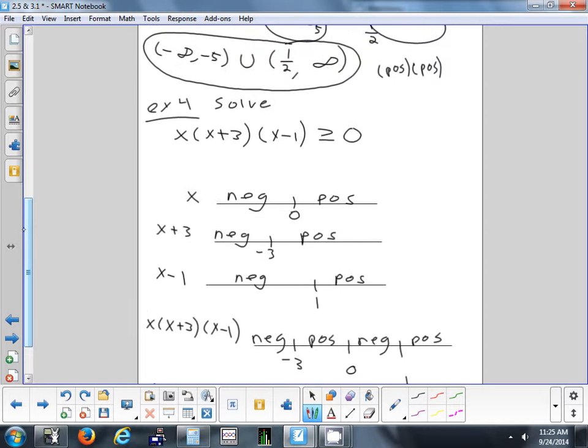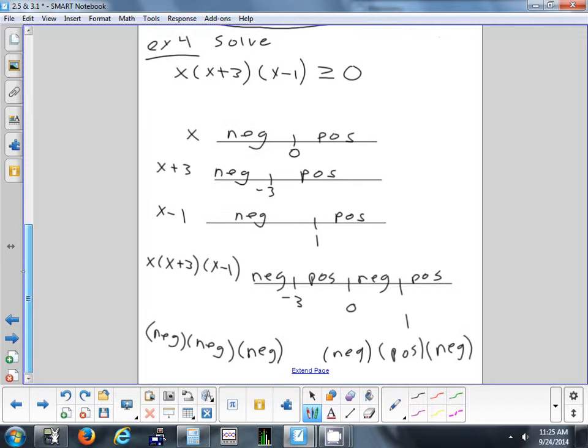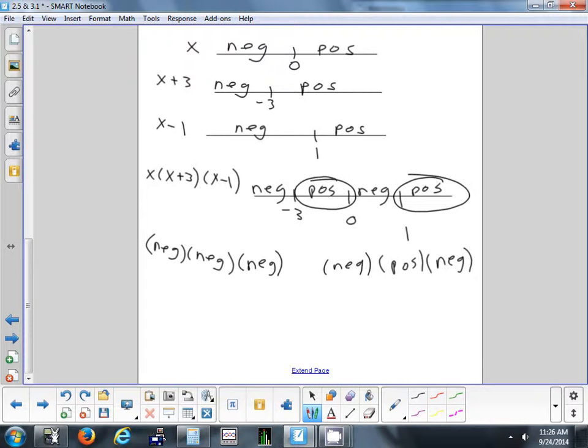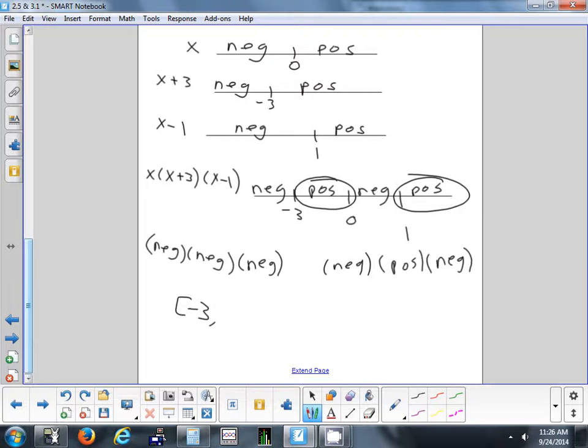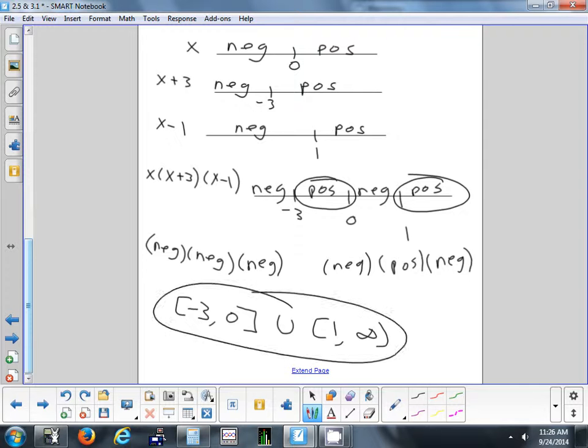So in this case, we want to know where is my inequality greater than or equal to 0. There and there. So that would be from -3. This time I can include it because it's equal to. So pick numbers between -3 and 0, union from 1 to positive infinity. That's the answer to the inequality. Again, this only works if you can factor. If you can't factor, you can't do this. Any questions on that one?